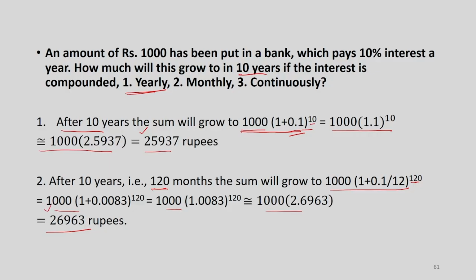The interesting thing to note here is that this number is less than this number. So if the interest is compounded annually, then the amount of money that you will get is going to be less compared to the case where the interest is compounded not annually but monthly, and the difference is quite a lot. It is more than 1000 rupees.